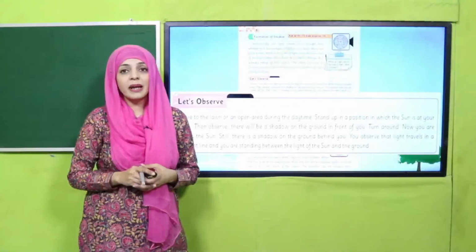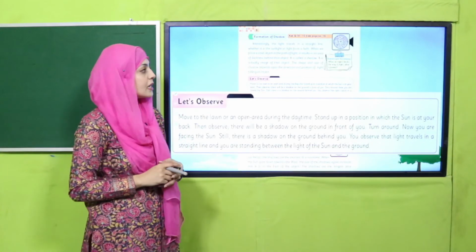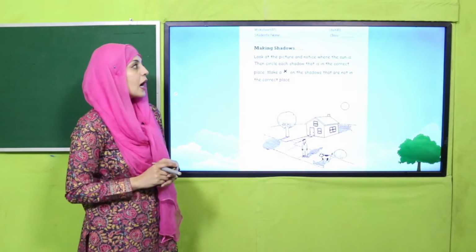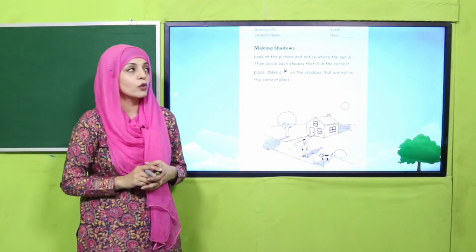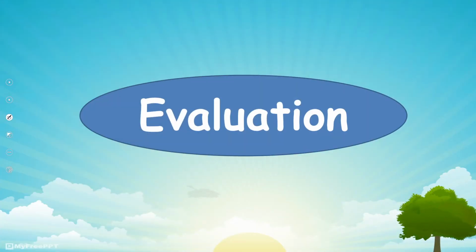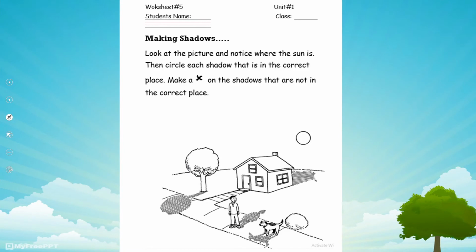I hope you have made some fun shadows in the activity. Now we will move forward towards the practice. For practice, a worksheet will be provided to you by your teacher. Worksheet number 5, write down your name and your class on it. Now, my dear students, what you need to do is making shadows.